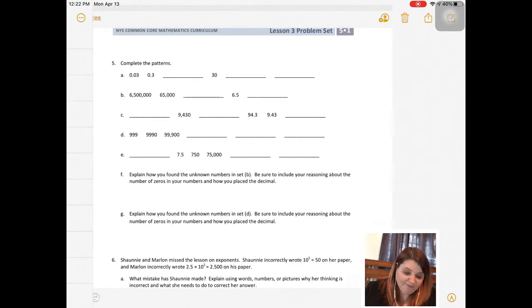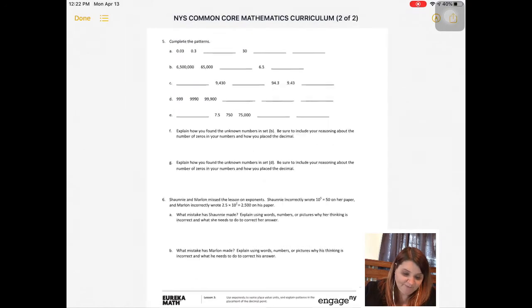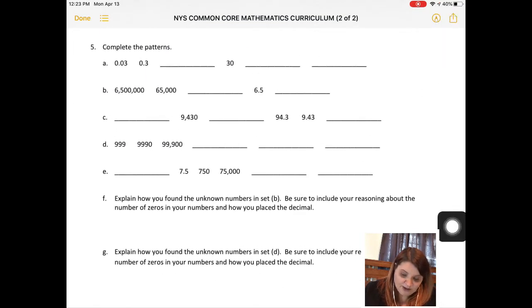On the bottom here, and this is going to be page 57 of your packet, it wants us to complete the patterns. So we've got 3 hundredths, then 3 tenths. We're going to be taking each of these times 10, because 3 hundredths times 10 gives us 3 tenths. If we take 3 tenths times 10, that's going to give us 3.